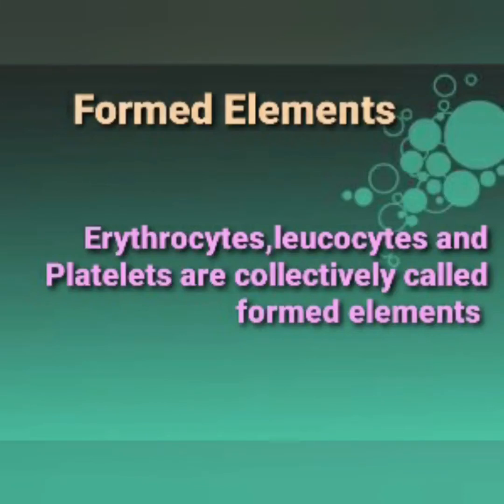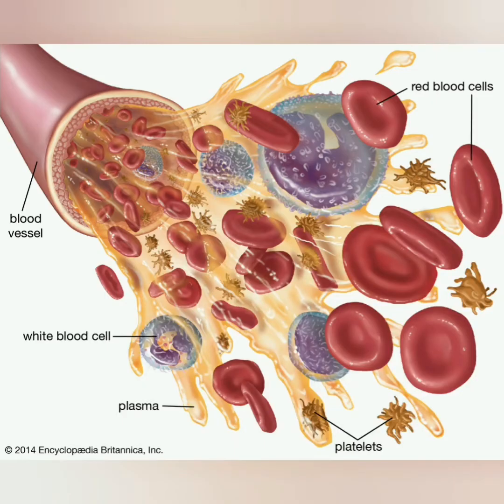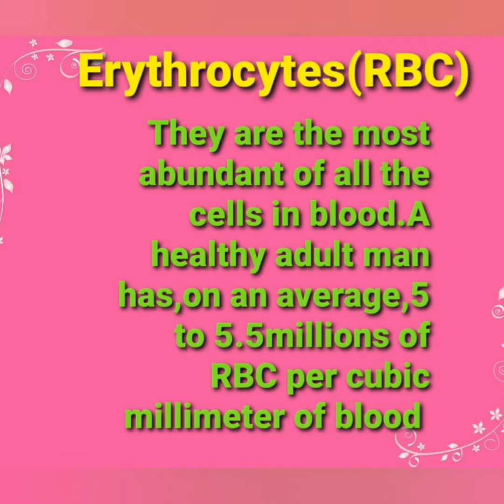Formed elements. Erythrocytes, leucocytes and platelets are collectively called formed elements of blood. Here you can see RBC or erythrocyte, WBC or leucocytes, platelets, and also you can see the plasma. Observe and try to understand.